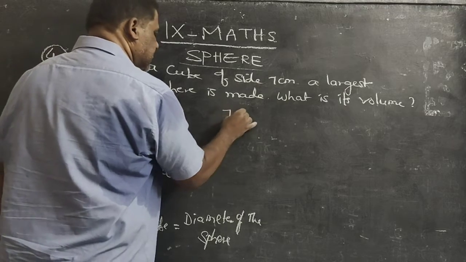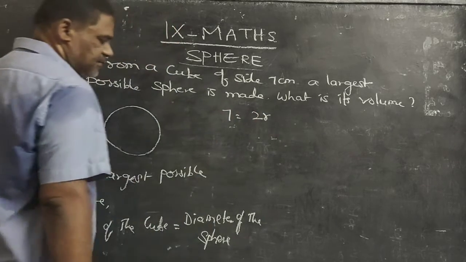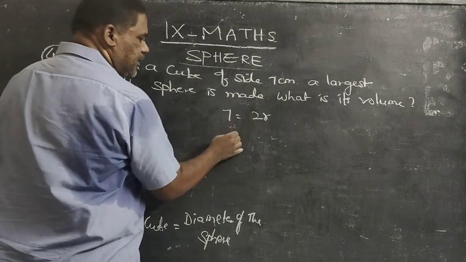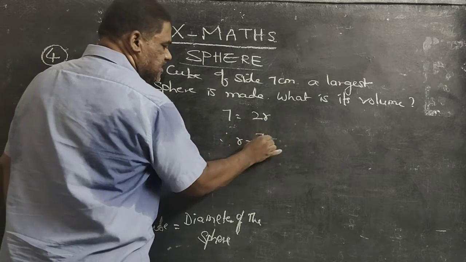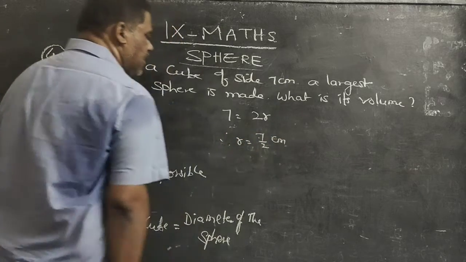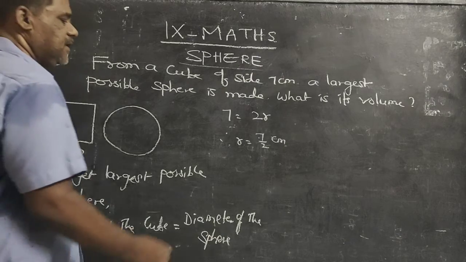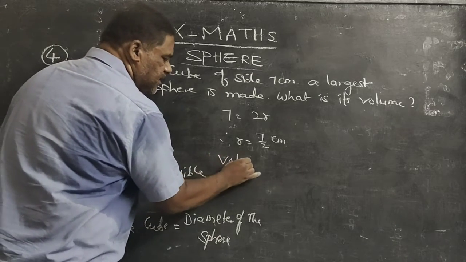Side of the cube is 7 centimeters. Diameter of the sphere means twice the radius, 2 into r. Therefore, radius is equal to 7 by 2. If you know the radius of the sphere, now we should find out the volume of the sphere.